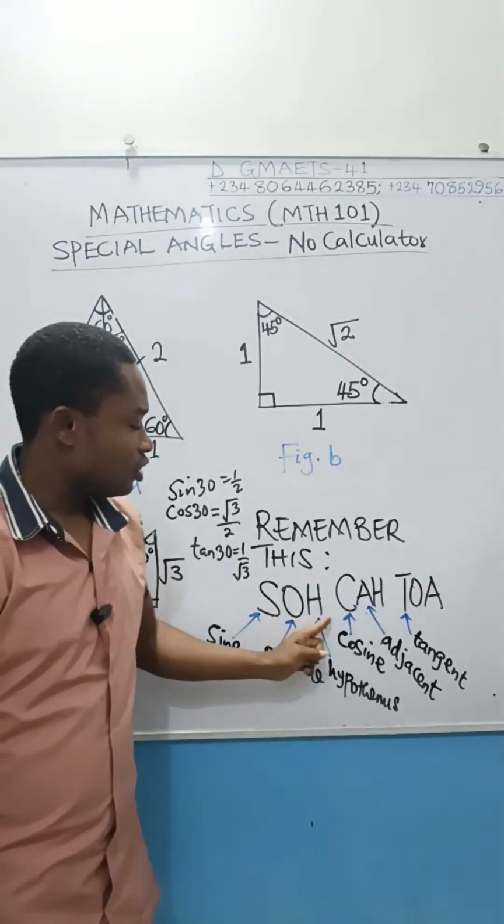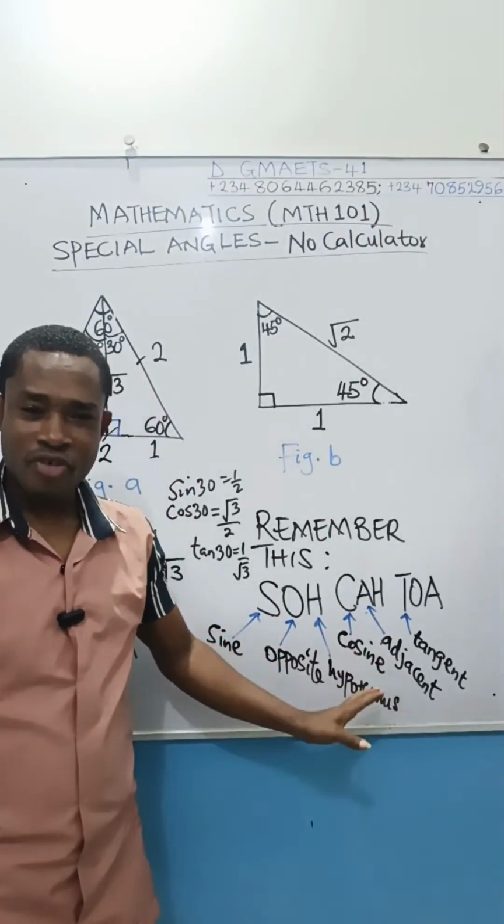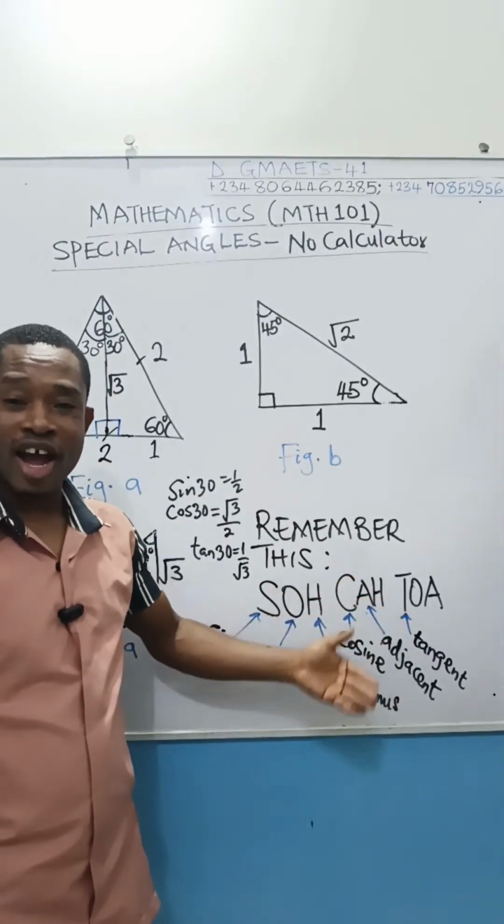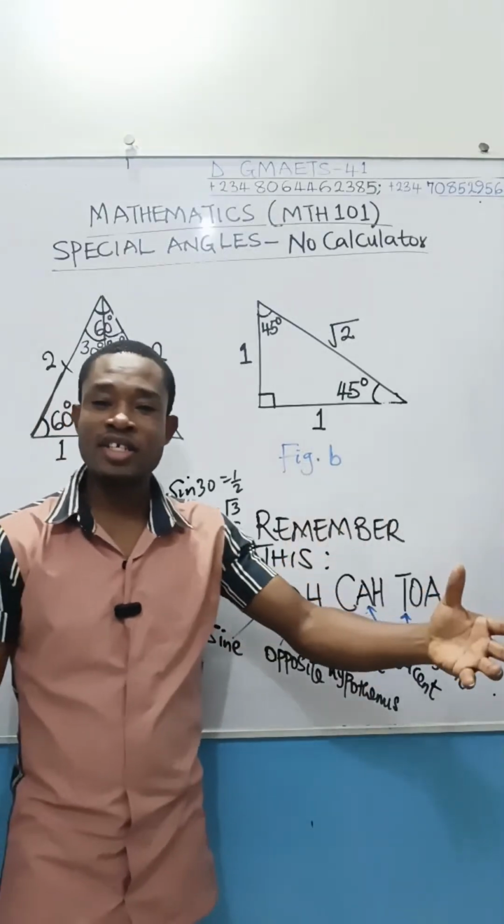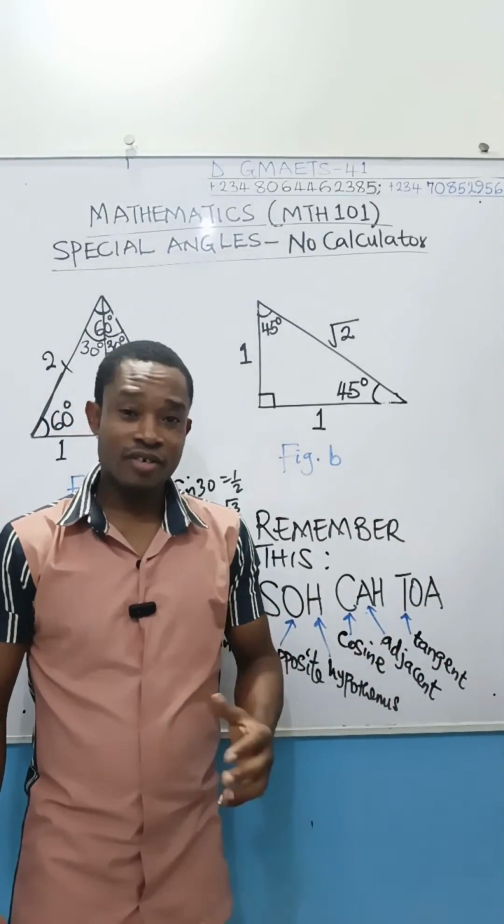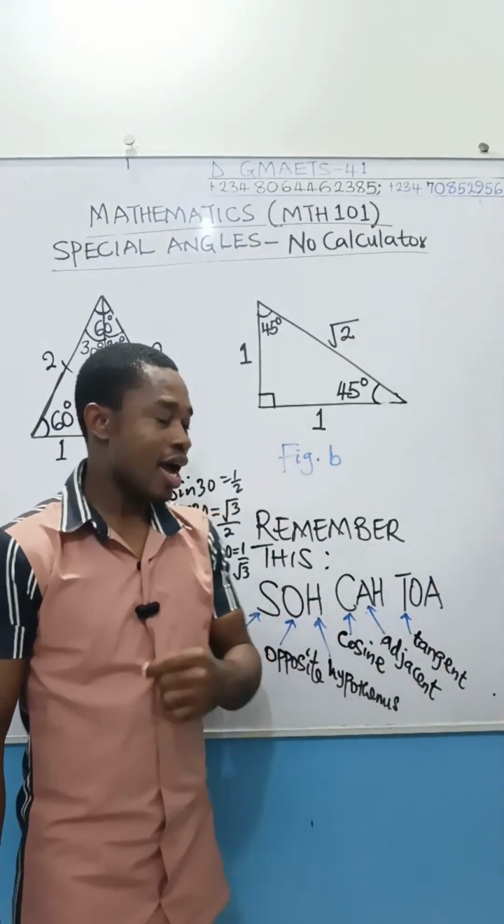And then you should remember your SOHCAHTOA, what they mean. Are you following, right? Sin theta equal to opposite over hypotenuse, cos theta equal to adjacent over hypotenuse, and tan theta equal to opposite over adjacent. And of course, with this, you know you can get your cosec, your sec, and your what? Cot.